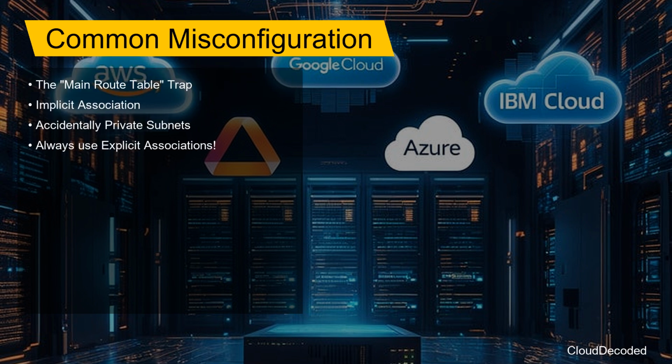The number one mistake I see: not associating the subnet. If you don't explicitly associate a subnet, it implicitly uses the main route table. If your main table is private, your public web server will accidentally be cut off from the world.